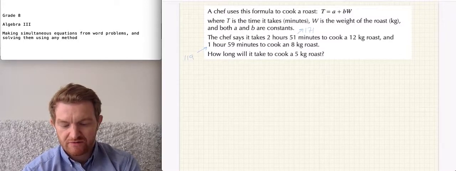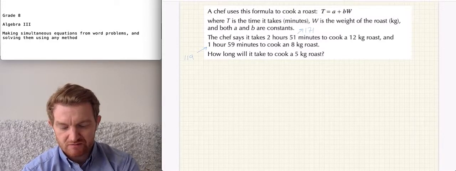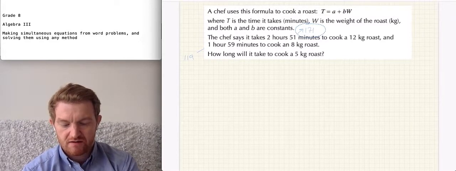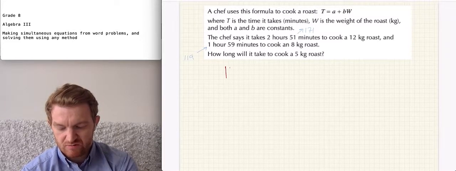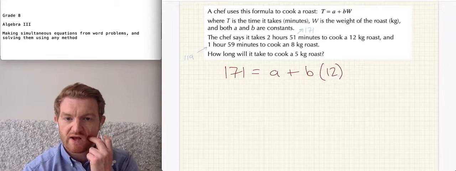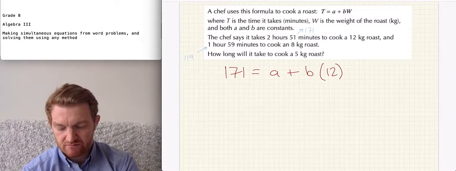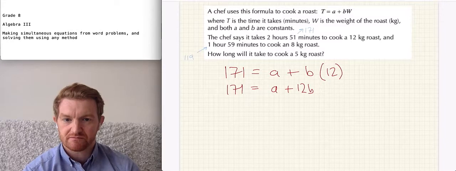So here we're going to have to do it. First of all, we create our equation again. Oh, it's already given to us. We don't need to do any creating, but we do need to now do some substitution. We know that when T in the first one was 171, then W, weight, was 12 kilograms. So we can create an equation which says 171 minutes was for A plus B times 12 kilogram weight. Then we can rearrange that to make it a bit easier to use. 171 is A plus 12B, and that's our first equation.